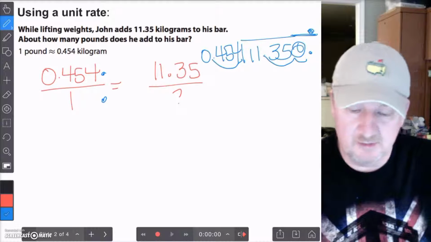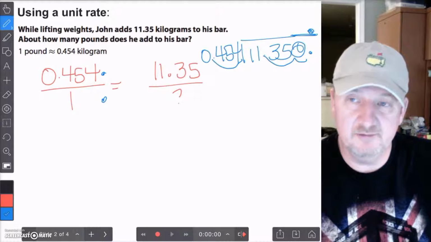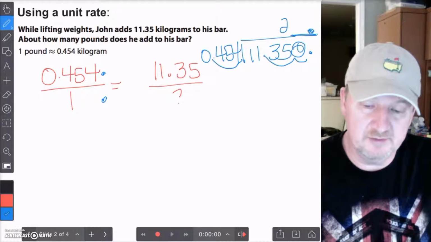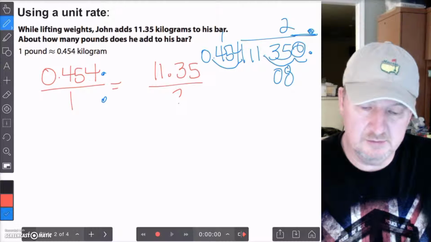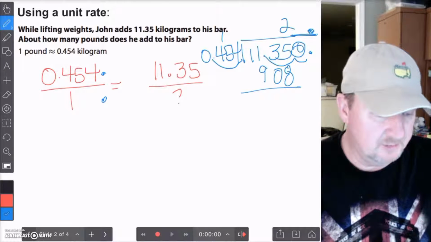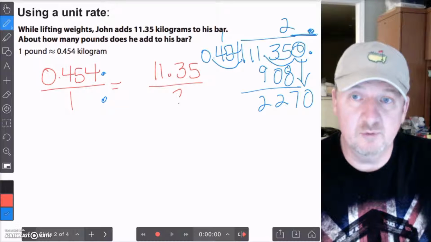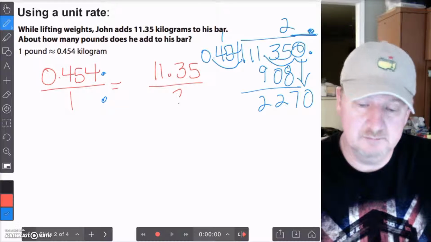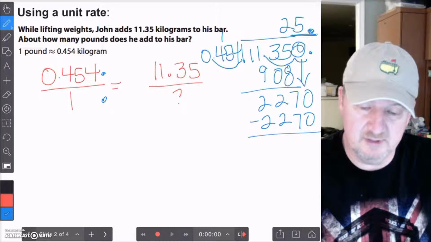Okay, so now I want to say how many times will 454 go into 11,350? Well, I know it'll go into 1135 2 times. All right, 2 times 4 is 8. 2 times 5 is 10, carry the 1, 2 times 4 is 8, plus 1 is 9, okay? And then I'm going to subtract that, and I'm going to get 227. I'm going to bring down the 0, and then 454 will go into 2270 5 times. And it just so happens that it goes in evenly.